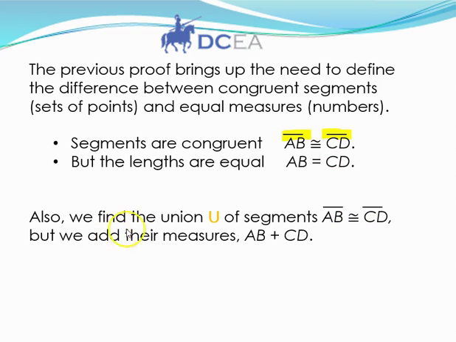Also, please understand that when we're talking about congruency and equality, with congruency, we find the union of segments, but we add their measures. So if you're being asked to put two segments together, you will not be using a congruency symbol. You'll be using the addition symbol. Let me say that again. If we're asked to put segments of congruency together, you will use the congruency symbol. You will not use the addition symbol. But if you're asked to put segments of equal lengths together, you'll use the addition symbol and not the congruency symbol.